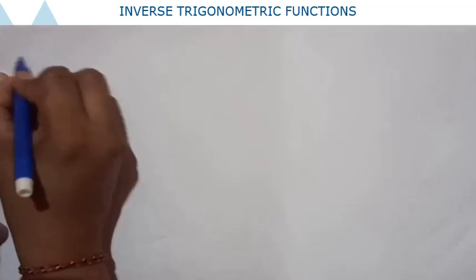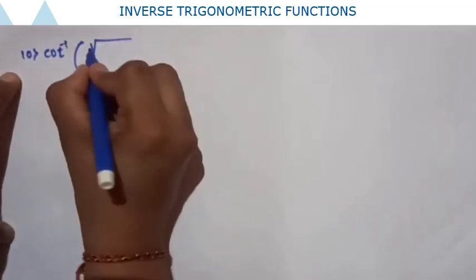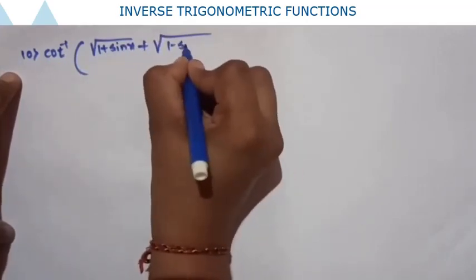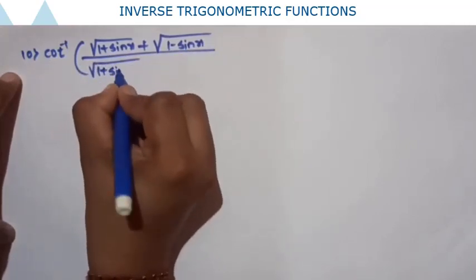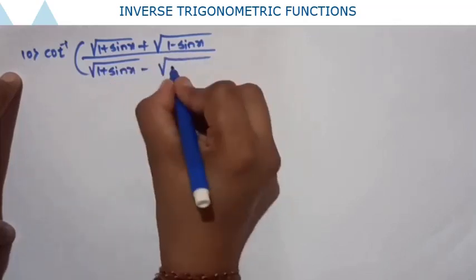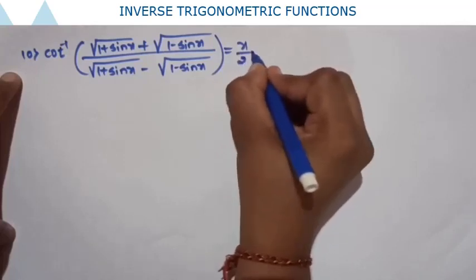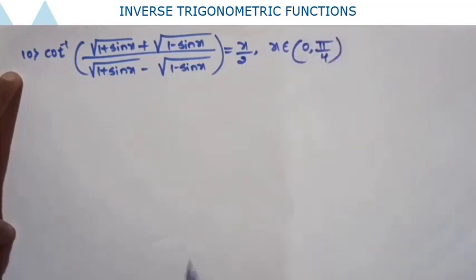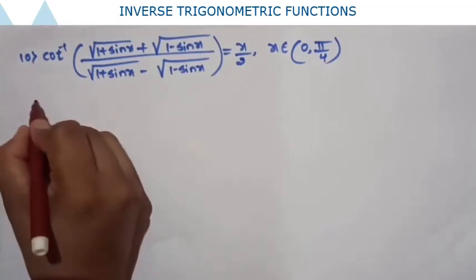The 10th one: prove that cot inverse of [root of (1 plus sin x) plus root of (1 minus sin x)] whole divided by [root of (1 plus sin x) minus root of (1 minus sin x)] equals x by 2, with the condition that x belongs to the open interval 0 to pi by 4. Okay, so now we'll prove this, LHS equals RHS. To prove this, consider the LHS.